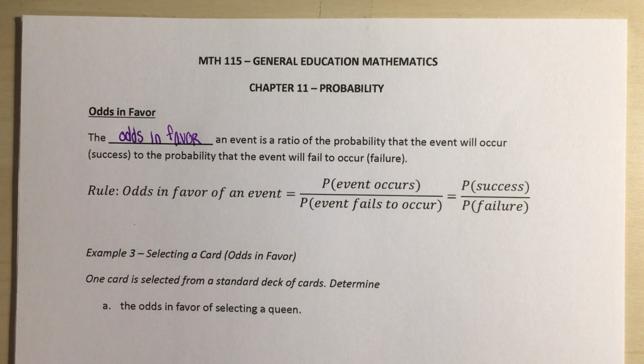So when you're going through this section in the homework, definitely pay careful attention, read very carefully. Do you see odds against, like we saw in our previous example, or do we see odds in favor? All right, so one card is selected from a standard deck of cards. Determine the odds in favor of selecting a queen.